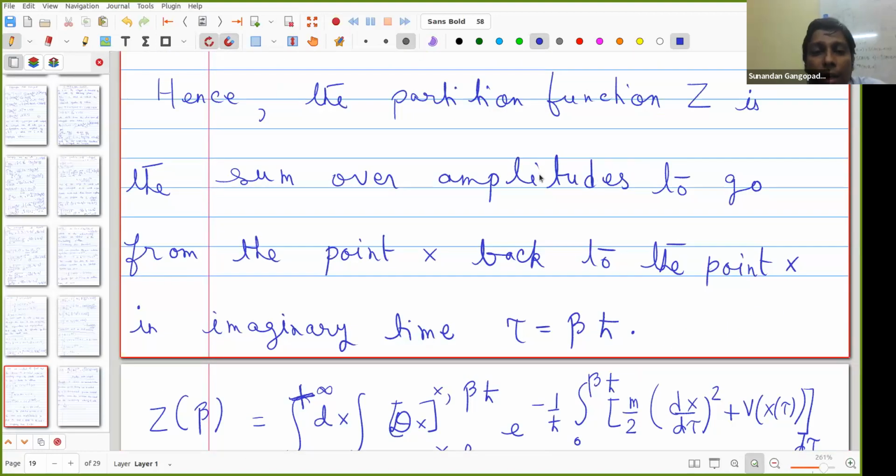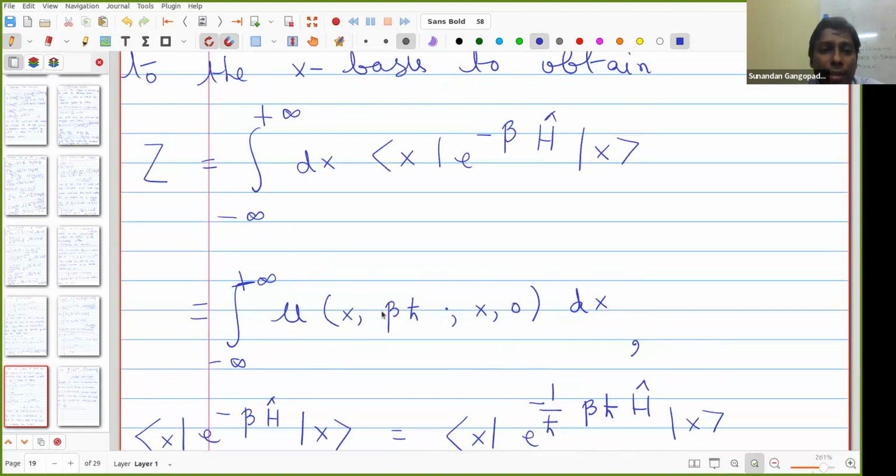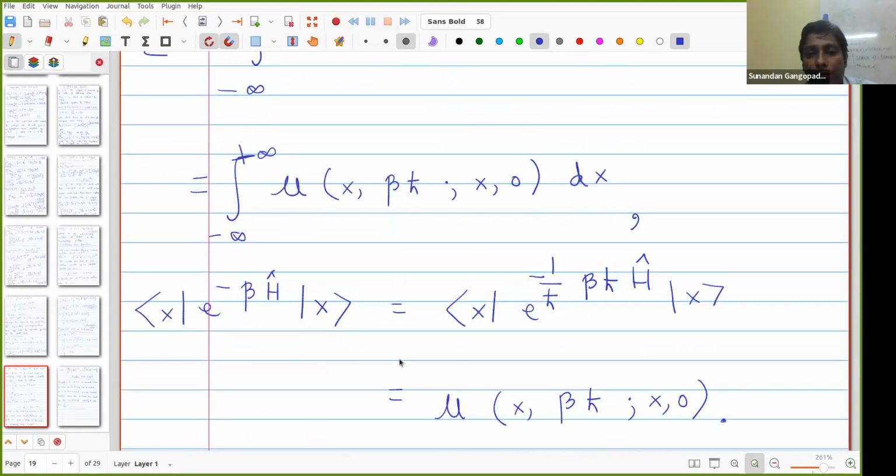You can see that the partition function z is the sum over amplitudes to go from the point x back to the point x in imaginary time, tau is equal to beta h bar. So now the interpretation is very simple. You see that this is starting from the point x and is coming back to the point x in the imaginary time. So it starts from 0 and the imaginary time is beta h bar. So in this time, this is the sum over all amplitudes, and then you integrate over all possible x's, and that will give you the partition function.